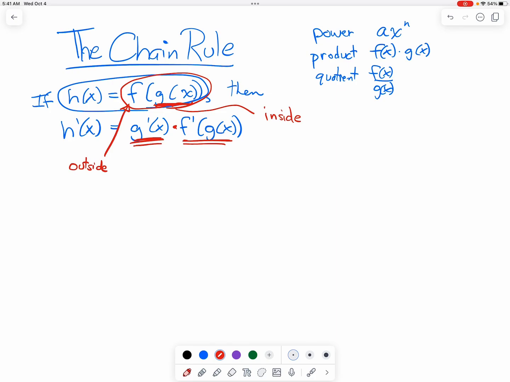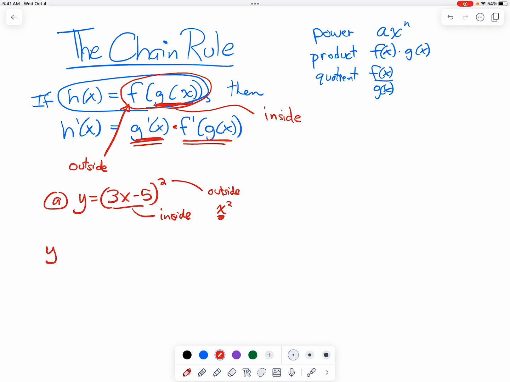Here's a couple examples. How about if y equals 3x minus 5, the quantity squared. I'm going to label these. If we want to find the derivative, I'm going to say this 3x minus 5, that's what I call the inside. And then the squared is the outside. I think of it as an x squared. Whatever the x is, it's an argument, but it's going to be squared. So that's the outside function.